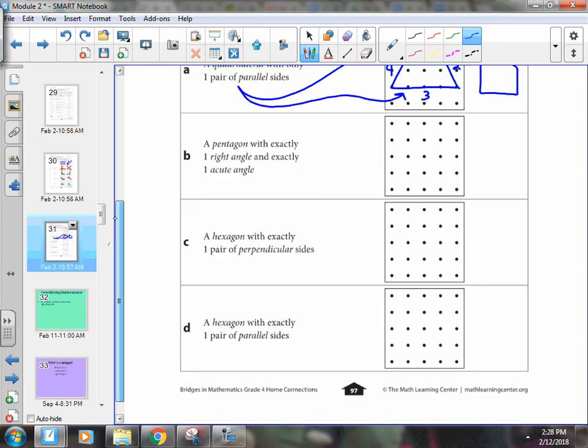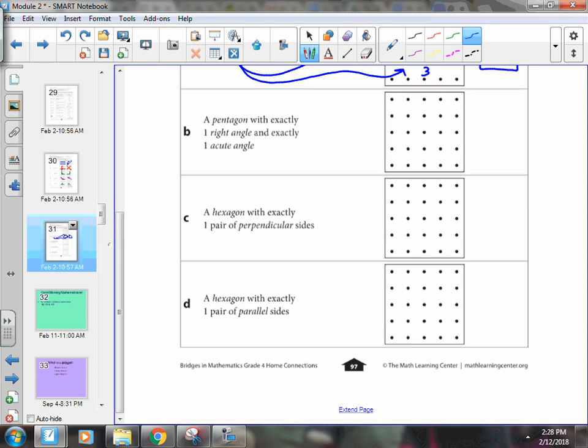Letter B, a pentagon, so that's 5 sides, with 1 right angle and 1 acute angle. This was difficult for me to get on the first try. I had to try a few times. So I'm going to start with my right angle, and I know I need 1 acute angle, which means the rest need to be obtuse. Like that. Here is my acute angle. And I think we're good. The other ones look like either right angles or obtuse angles. Okay. And it has 5 sides.